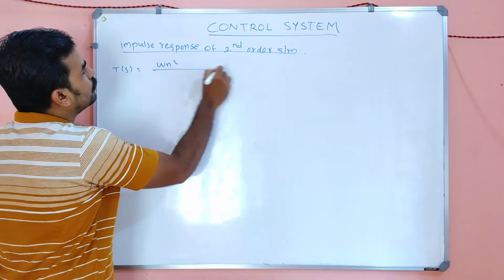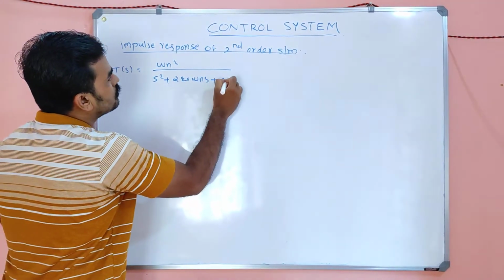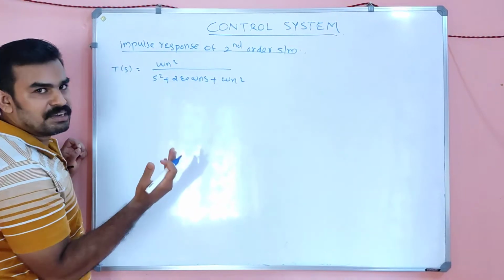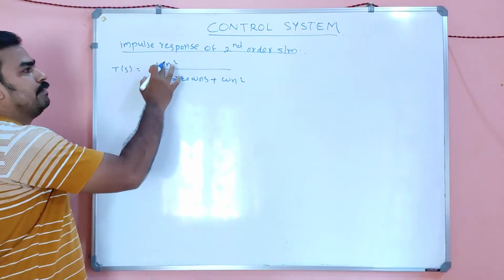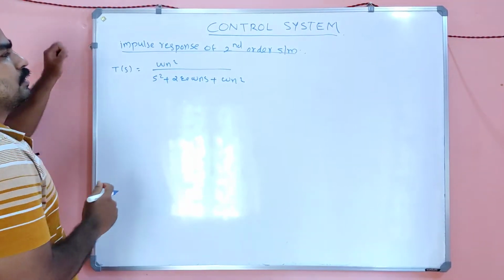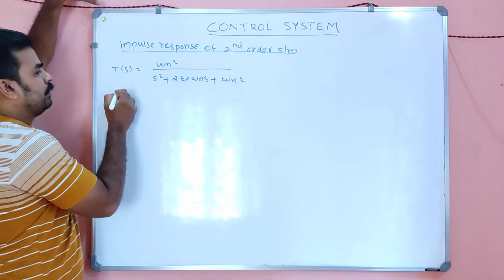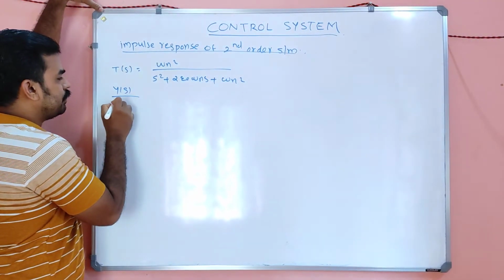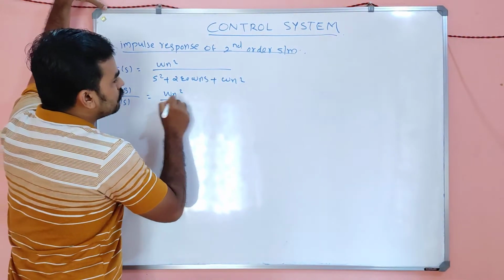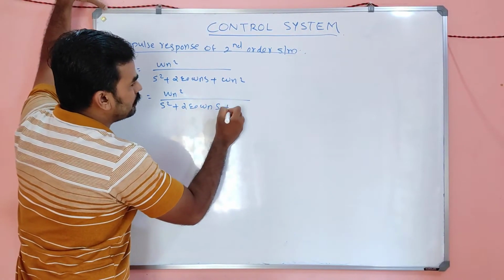Omega n square divided by s square plus 2 zeta omega n s plus omega n square. Am I correct, my dears? This is the general format, where omega n is equal to 1 by root LC. You remember that term, right? This 2 zeta omega n is equal to R by L. So you remember all this, right? That is nothing but Y of s divided by X of s, equal to omega n square divided by s square plus 2 zeta omega n into s plus omega n square.